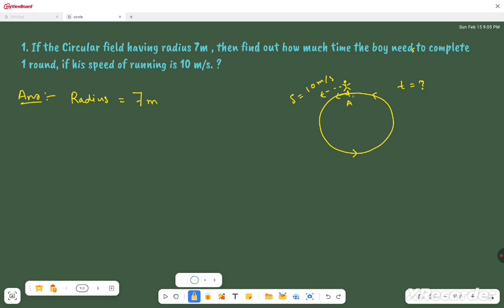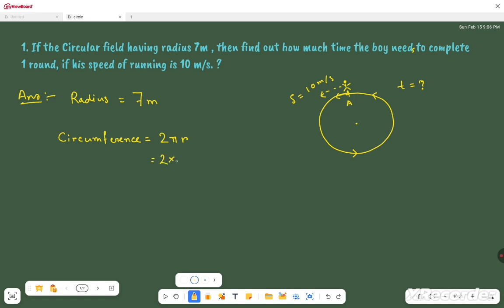To know that, we need to know the length of the boundary, that is the total path covered by the boy in one round. The total path covered by the boy in one round is actually the perimeter of the circle, that is the circumference of the circle. So at first we need to know the circumference of the circle. The formula is 2 pi r.